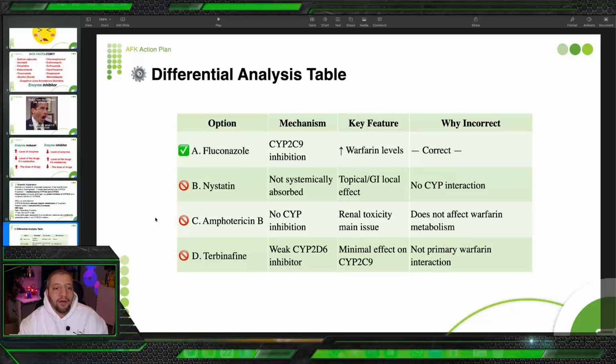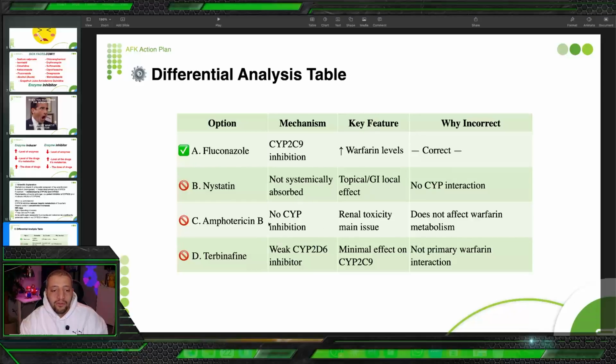Let's see our other options. Nystatin is not systemically absorbed, so it is topical. No, nystatin, we don't give it systemically. We give it as topical, even if the patient has a fungal infection in his throat. In this case, we ask him to swallow. Otherwise, he can spit it out after this.